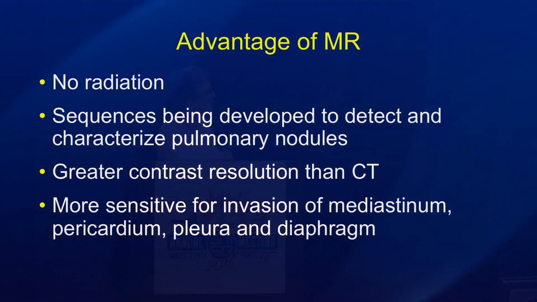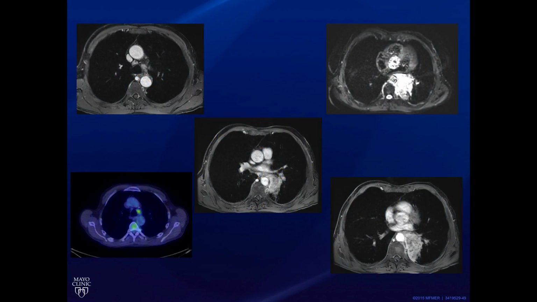when you order things. So advantage of MR, there's no radiation. Sequences are being developed to detect and characterize pulmonary nodules, and I think you're going to see more and more of that. Again, a lot of it is coming out of Japan and Korea right now. It's got greater contrast resolution than CT. It's more sensitive for invasion of the mediastinum, pericardium, pleura, and diaphragm. Again, that's just a synopsis of what MR can do.